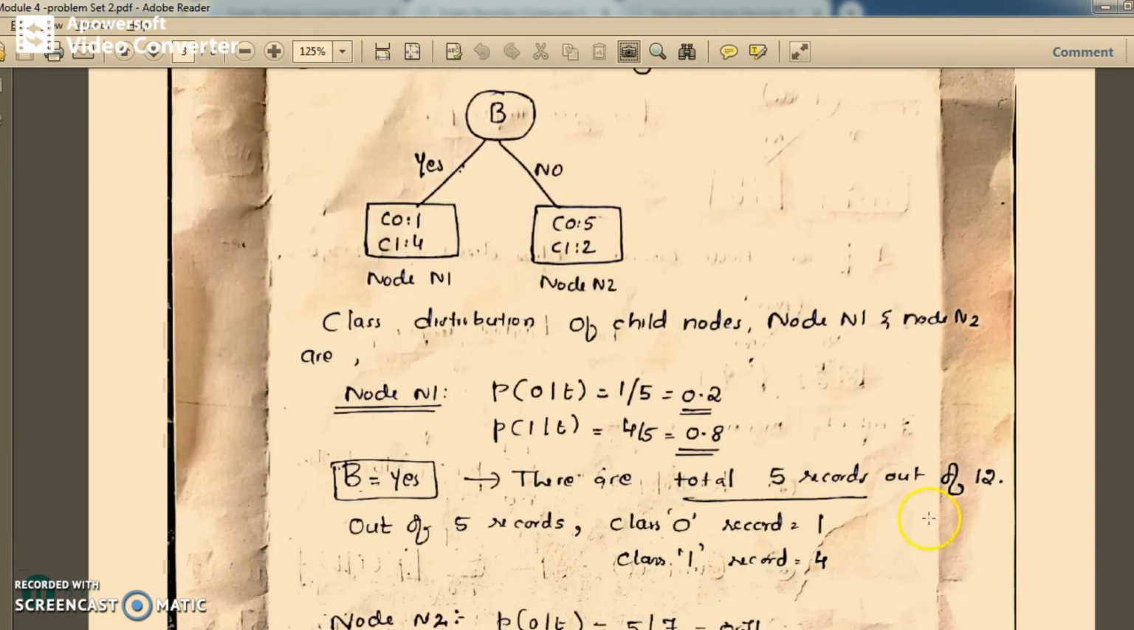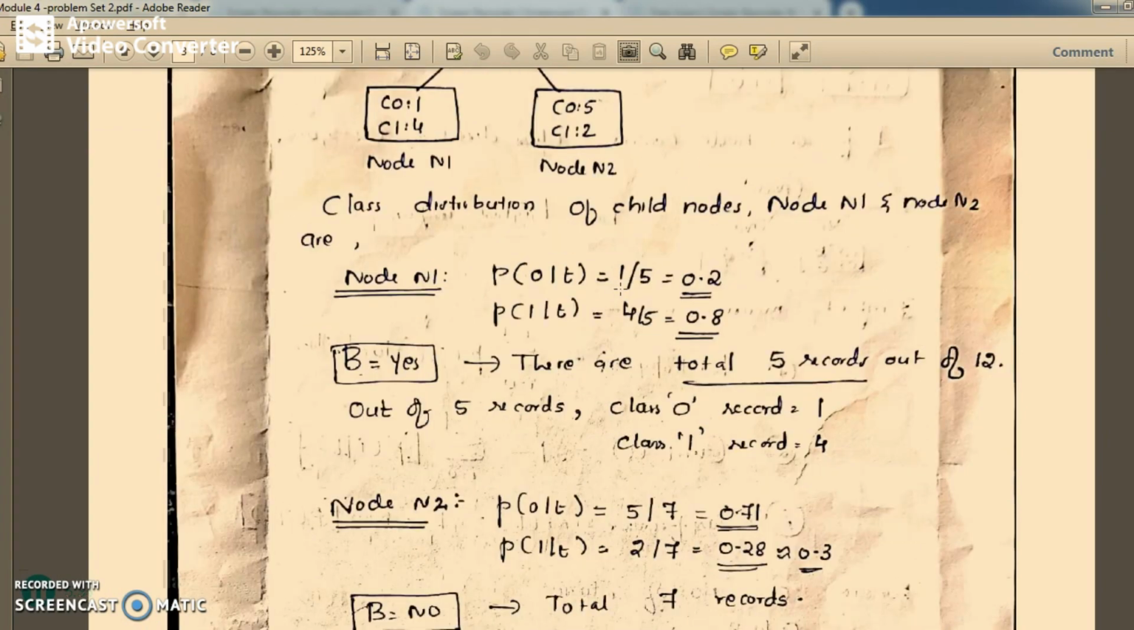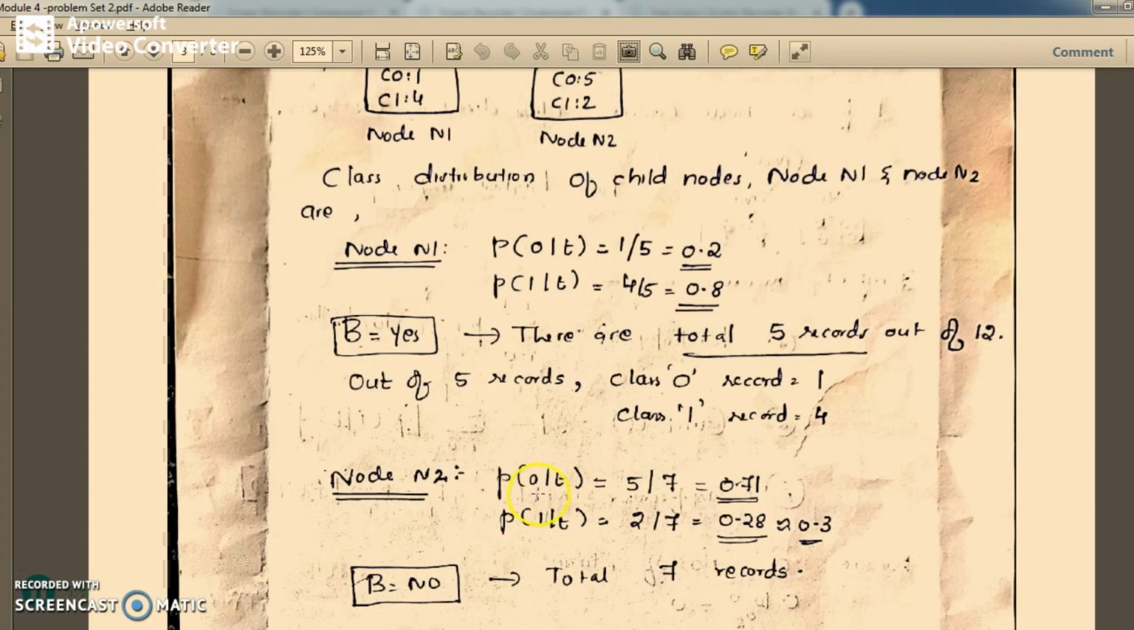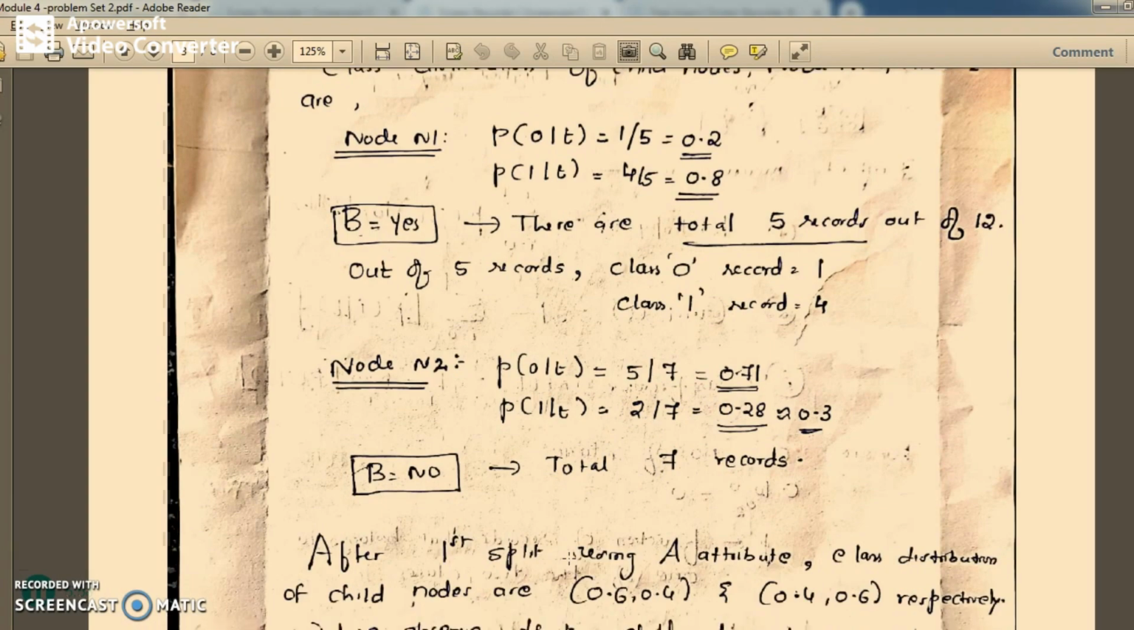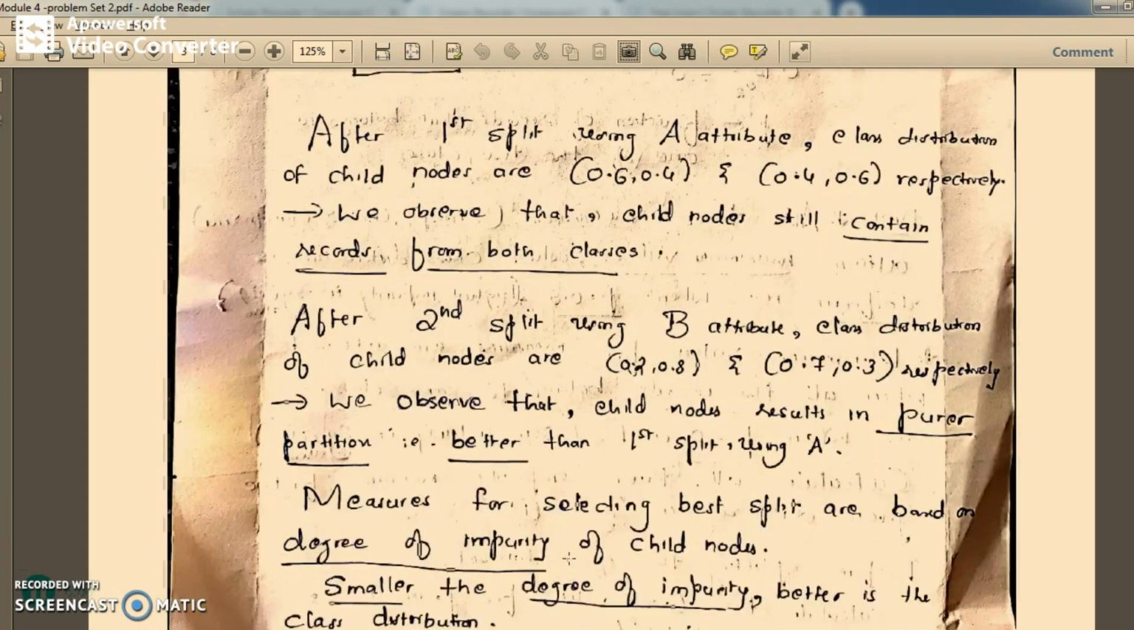As usual, we are at node 2 now. Node 1 is already done, so node 2. For class 0, the count of records belonging to class 0 is 5, out of a total of 7 records, so 5 divided by 7. Again, for class 1, the number of records belonging to class 1 is 2, so 2 divided by 7 is equal to 0.28. You just round it off to 0.3. Correct? Yes. So all this class distribution, you calculate and keep it ready.